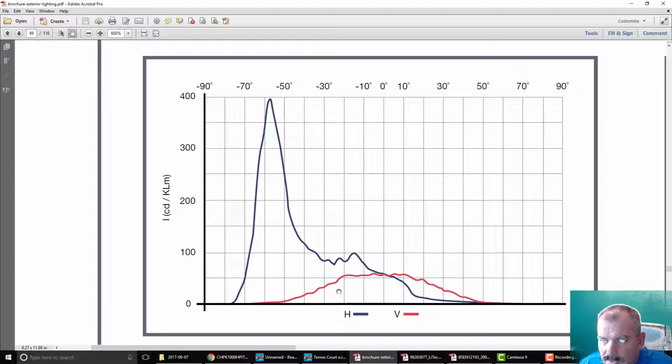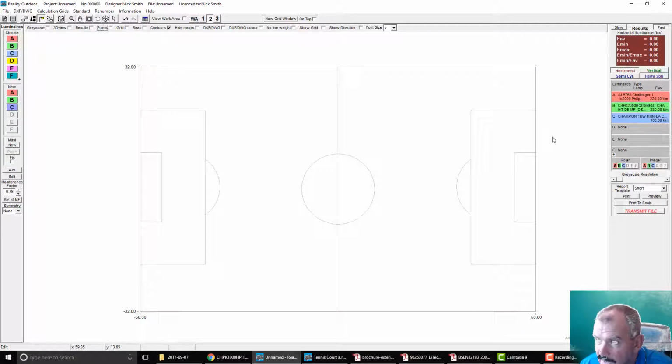So the blue distribution, or this sort of bluey-grey distribution, is the distribution output perpendicular to the column, sorry, and this red distribution is the output that is parallel, so it's showing you the distribution left and right. So this is where the lantern is, and it's showing you what is going out both sides of the particular fitting.